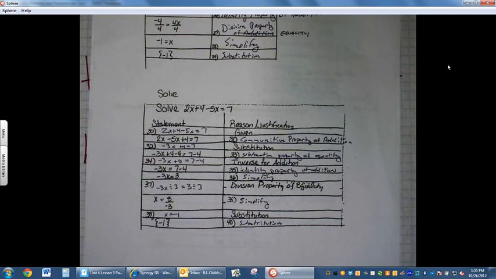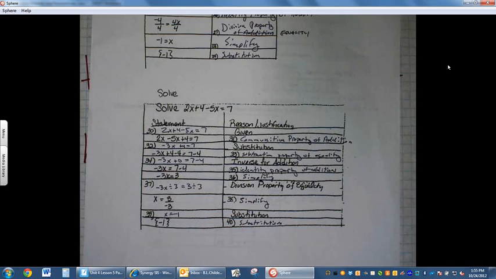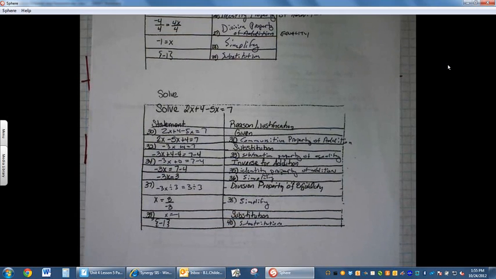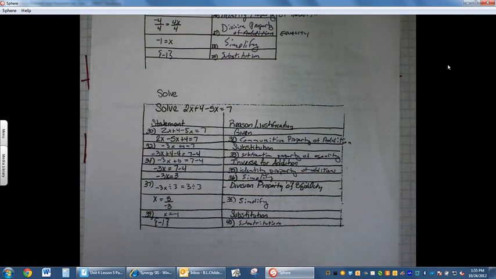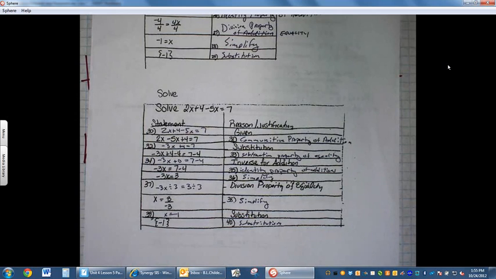Statement: 2x plus 4 minus 5x equals 7. Then I can move the 2x and the 5x next to each other using the commutative property of addition. Then I can use substitution: 2x minus 5x is negative 3x, plus 4 equals 7. And then subtract 4 from both sides, which is the subtraction property of equality.